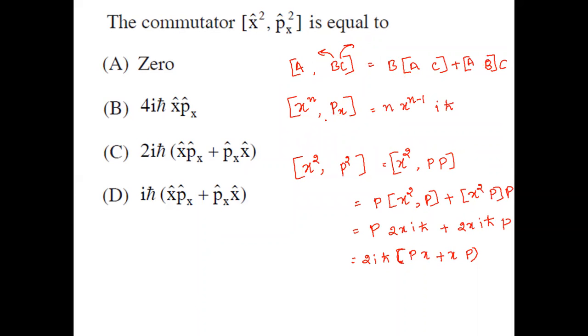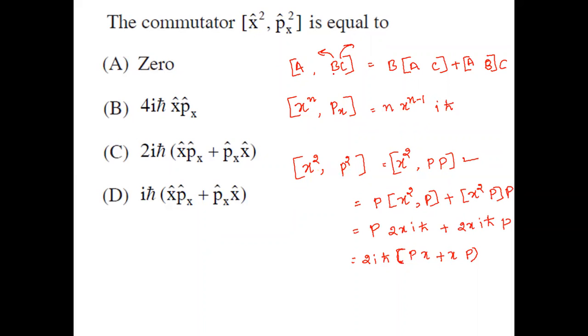And the other equation we should know to solve this is this. The commutator of x power n with p x is equal to n x power n minus 1 i h bar. Now this is the given commutator expression. The commutator x square comma p square is written as x square comma a product of p into p, where p is the momentum operator. Then you can expand this commutator according to what is shown here.